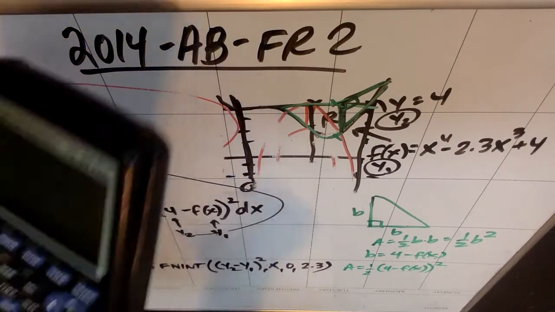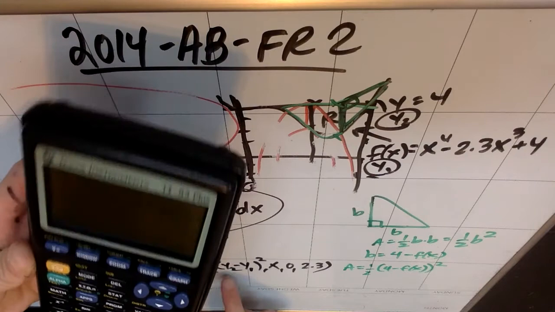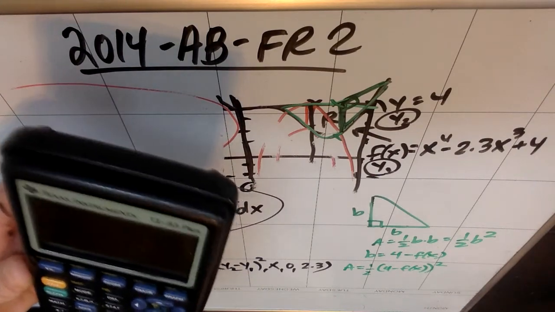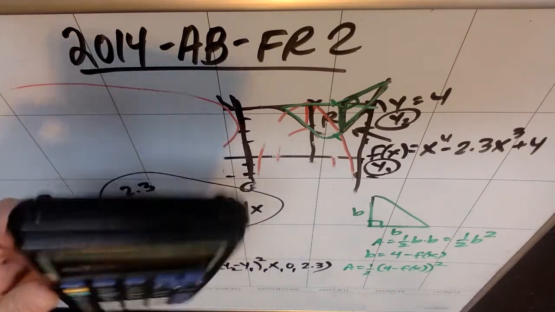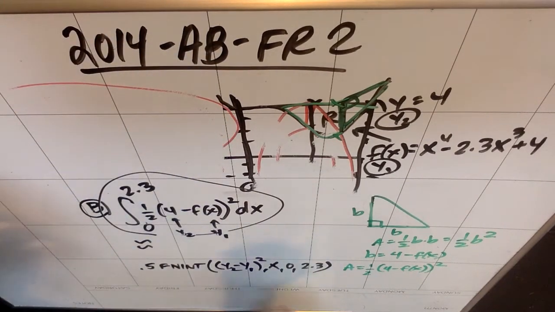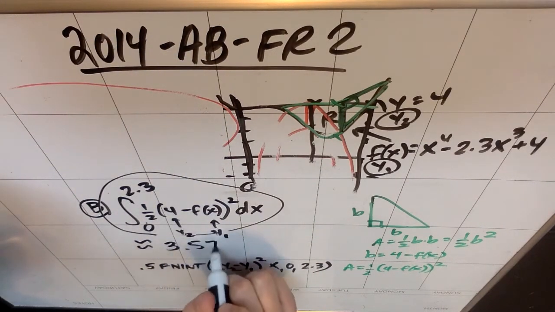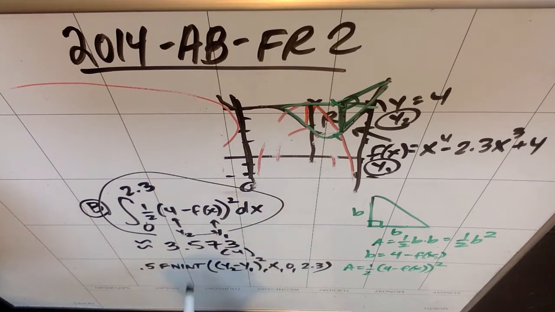So I double check. I have the 0.5. I have y2 minus y1 quantity squared with respect to x from 0 to 2.3, and I hit enter, and I get the 3.574 or 3.573, depending on if you round or truncate. So 3.574 or 573. And again, the AP doesn't care about this at all, but you have to know how to put it in your calculator.